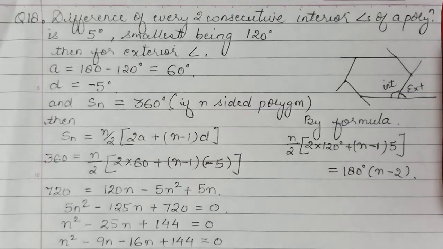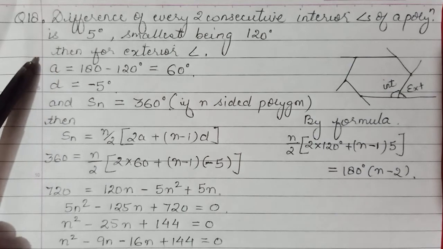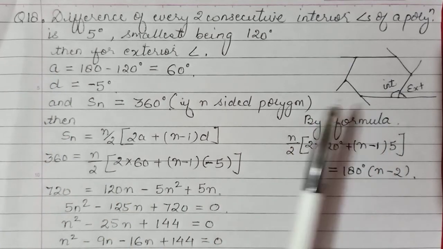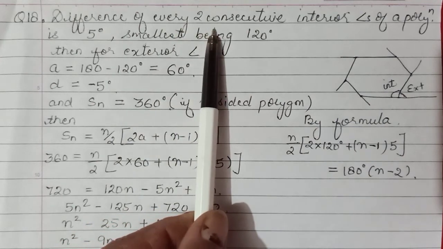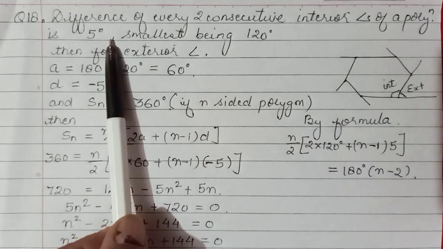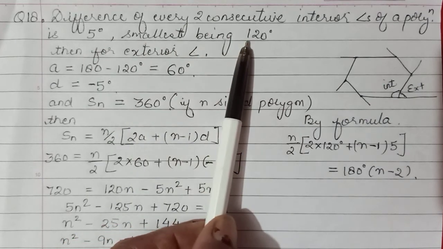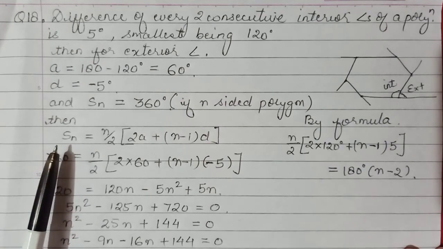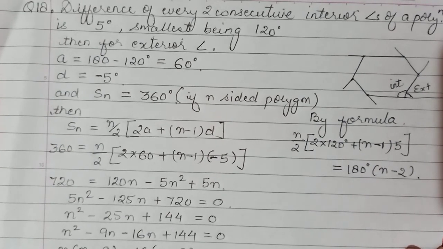Next was your last problem, the 18th one, in which it was said that there is a polygon. You had to find the number of sides the polygon has if the difference of every consecutive interior angle of that polygon is 5 degrees and the smallest angle is given to you as 120. Now children, there are two ways of dealing with this question.